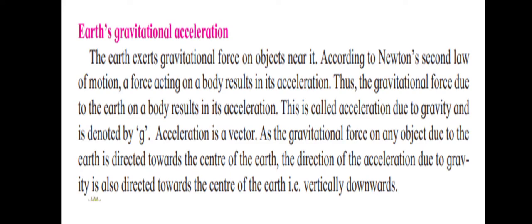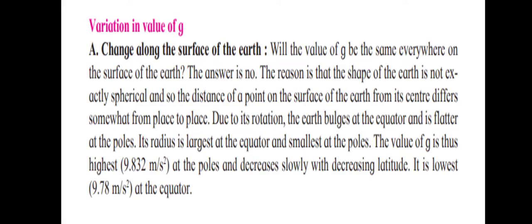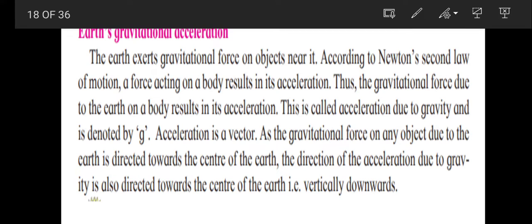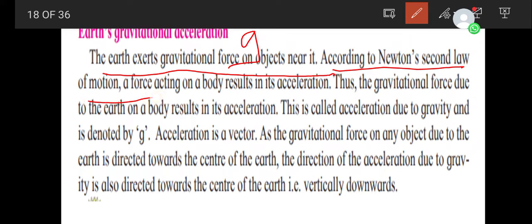Now here is acceleration due to gravity, you are familiar with this one. That is called g. Here the earth exerts the gravitational force. According to Newton's second law of motion, a force acting on a body results in acceleration. Thus the acceleration produced by the force of the earth on a body is called the acceleration due to gravity, and it is denoted by the letter g.